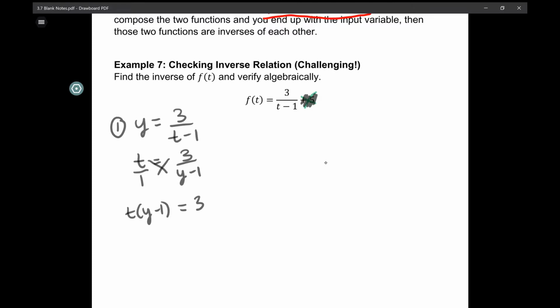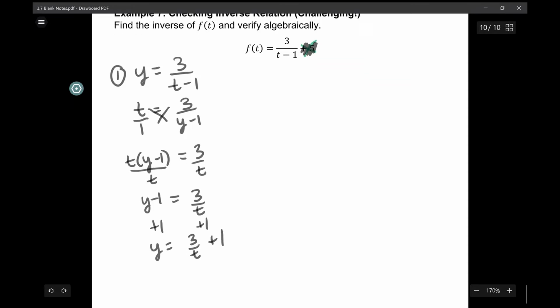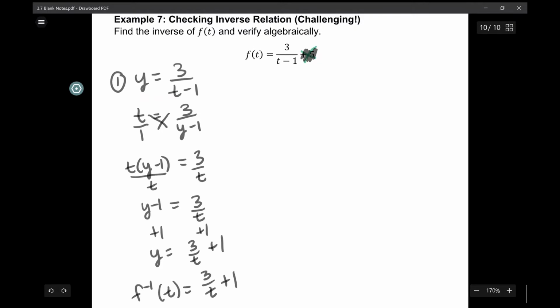And now I'm going to divide both sides by t. That gives me y minus 1 equals 3 over t, and add 1 to each side. So y equals 3 over t plus 1. So my inverse function is f inverse of t equals 3 over t plus 1. So that was step 1, find the inverse function. Hopefully you guys got that. Now let's check it algebraically.